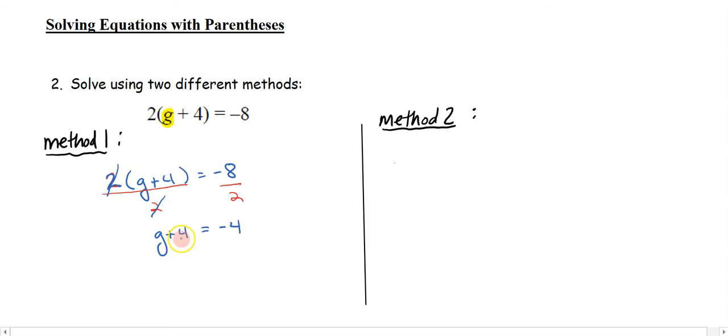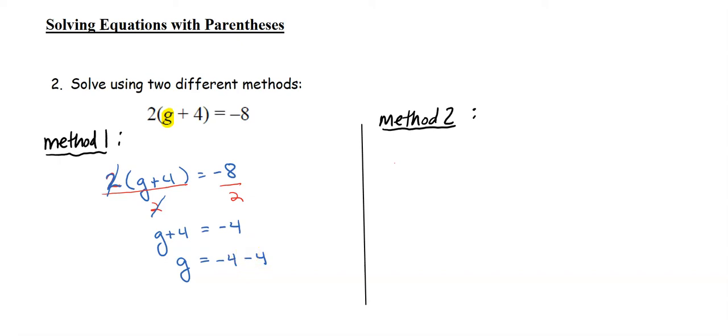Now I want to undo that adding 4. So how do I undo adding 4? I subtract 4 from both sides. Or in other words, it's going to disappear on this side and appear on the other side as -4. So this 4 now becomes this -4, right?